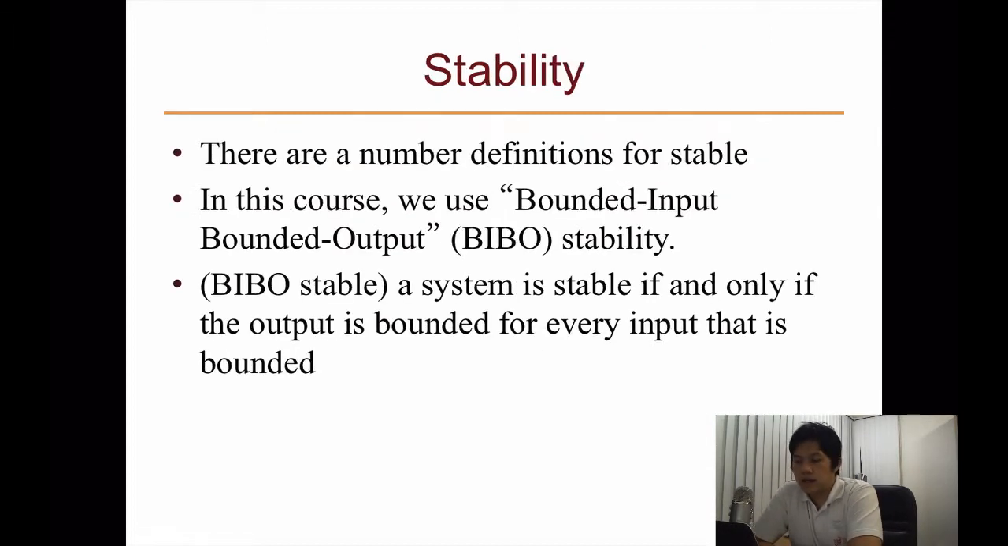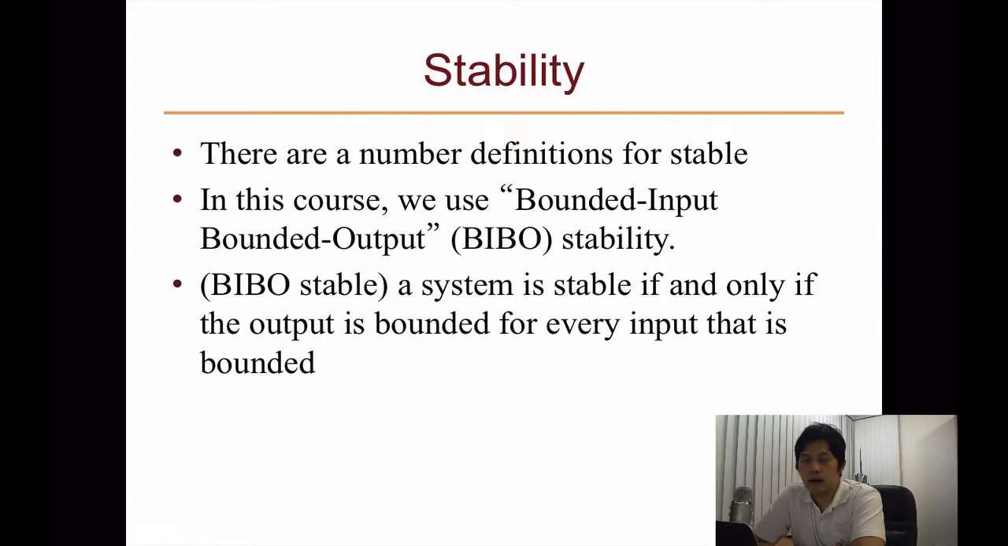The next property is stability. There are actually many definitions of stable. In this course, we will use the concept of bounded input, bounded output, BIBO stability. The definition of BIBO stable is that a system is stable if and only if the output is bounded for every input that is bounded.